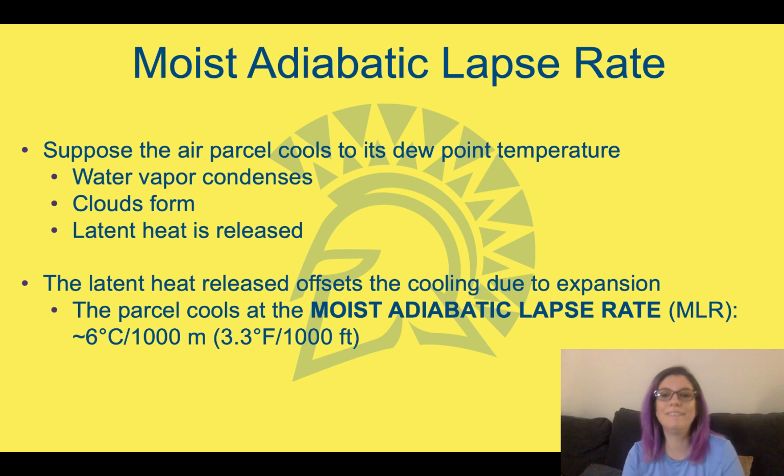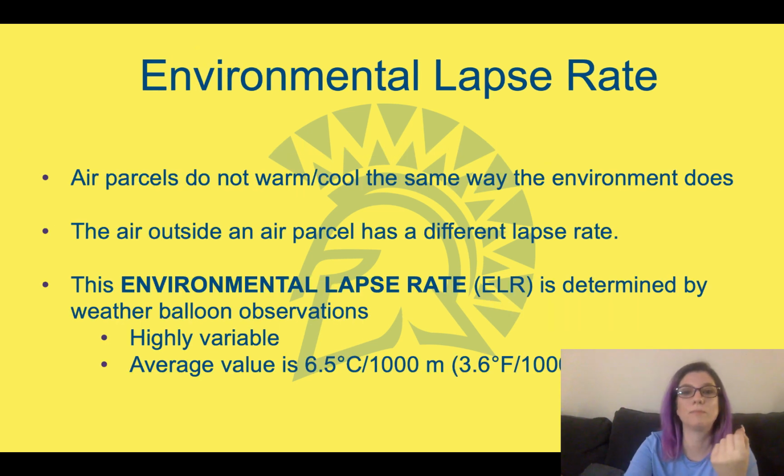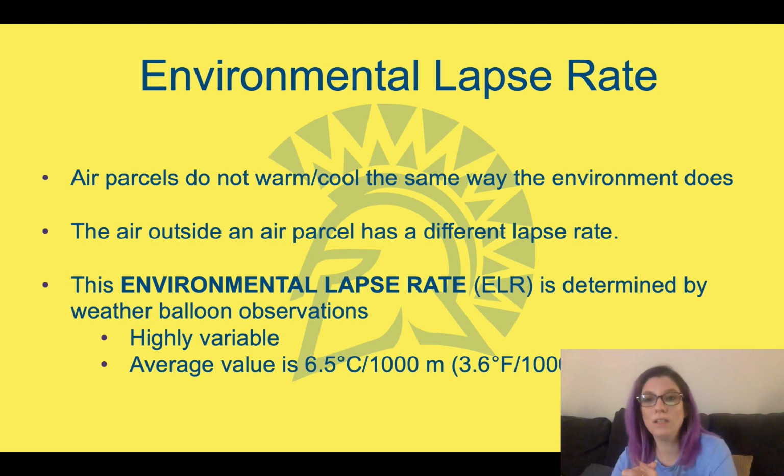That means it's not going to change temperature at the same rate as it did when it was dry or unsaturated. It's actually going to cool at a lesser rate. So latent heat release offsets the cooling due to expansion. The parcel cools at the moist adiabatic lapse rate, which is around 6 degrees Celsius per 1,000 meters. Pretty sweet.